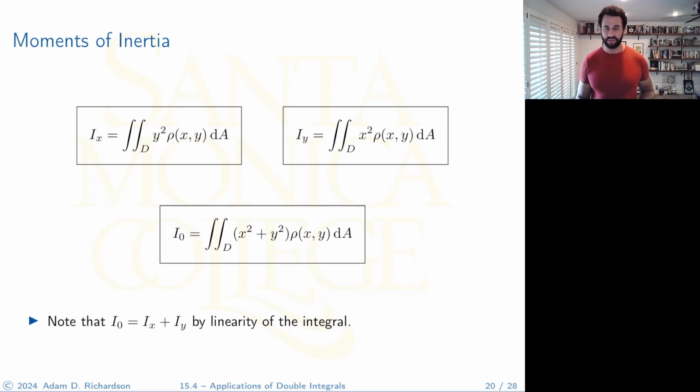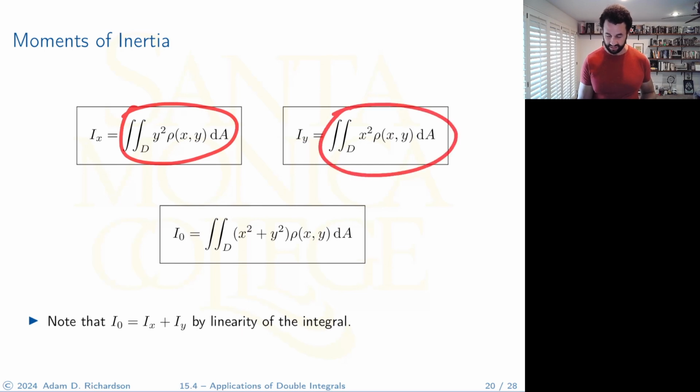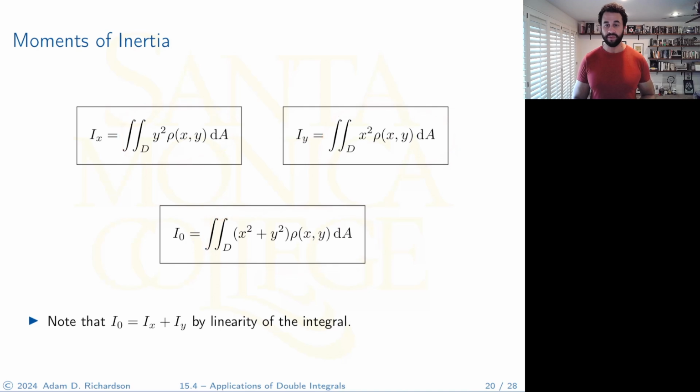And one thing I wanted to point out is that the moment of inertia with respect to the origin is really just a sum of the moments with respect to the axes, like so. And that's because of linearity of the integral. Quite literally, if you take this integral and add it to this integral, you will get this integral, because the integral is a linear operator.